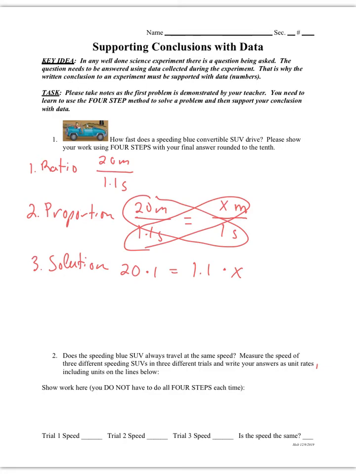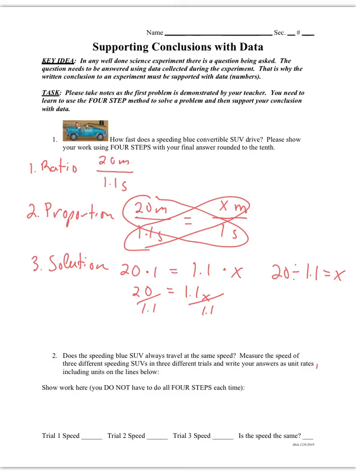All right, so I'm just going to write out the steps. 20 times 1 is 20, equals 1.1 times x, 1.1x. I want to get x by itself, so I'm going to divide both sides by 1.1. Divide both sides by 1.1. And when you do that division, you'll find that 20 divided by 1.1 equals x. And all you have to do is punch that number in the calculator.